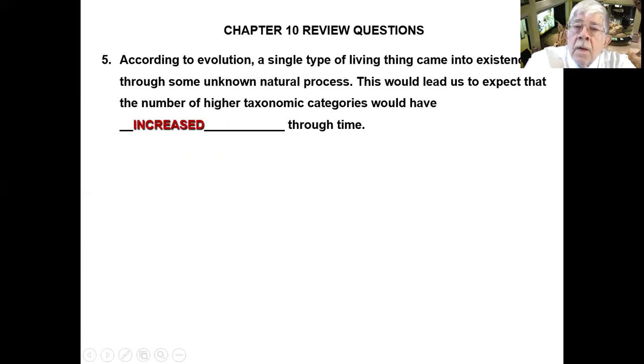According to evolution, some single type of living thing came into existence through some unknown natural process. So it belonged to one kingdom, phylum, class, order, family, genus, and species. So we would expect, according to evolution, the number of higher categories would have increased through time until we have all that we see in the fossil record and in the world today.